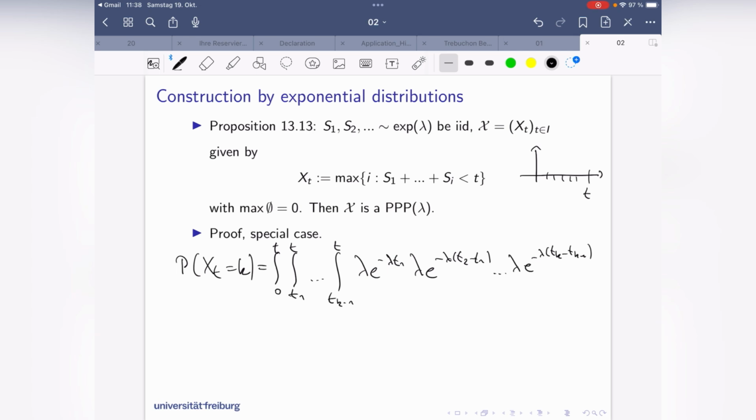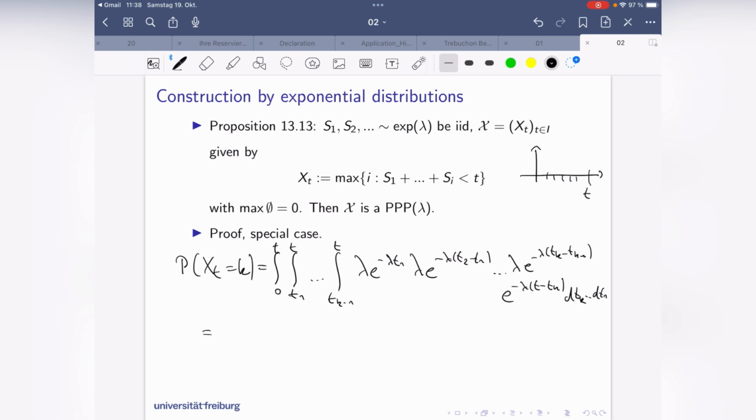And then the k plus first waiting time needs to be larger than t minus tk. And the probability for that is e to the minus lambda (t minus tk). And I have to integrate over all tk until dt1. So that's this probability here. Let me rewrite that.